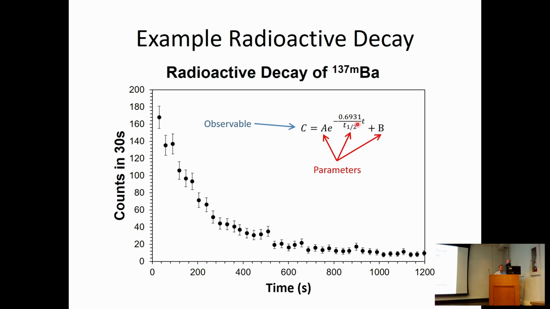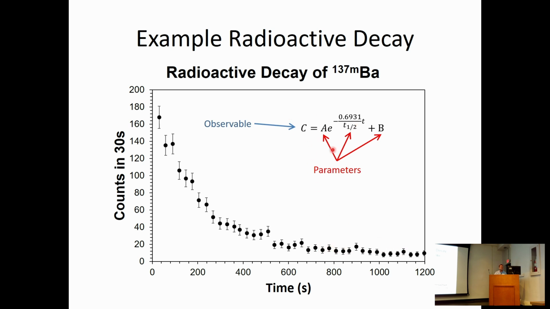Now this 0.6931, that's just a conversion to go from half-life to something that's in the log base e. Again, don't worry about the details here. This is the model, and this is the data. And notice that the model has the potential to describe what the data are doing. It has the potential to predict what the data will be.